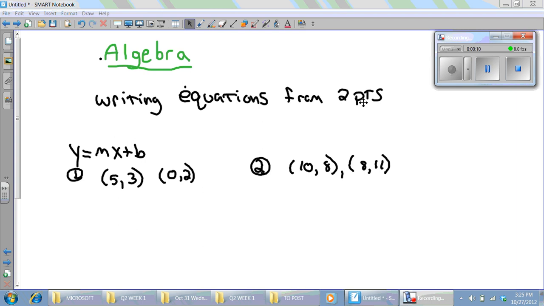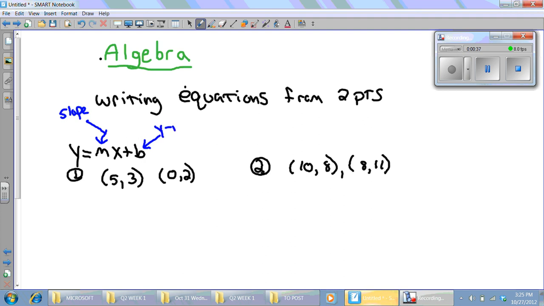Today we are going to be writing equations when only given 2 points. We're going to write them in slope-intercept form, which means we're going to need to do two things. One, we're going to need to identify the slope. And remember, the slope in the equation y equals mx plus b is represented by the m. And then the b is where we find our y-intercept.